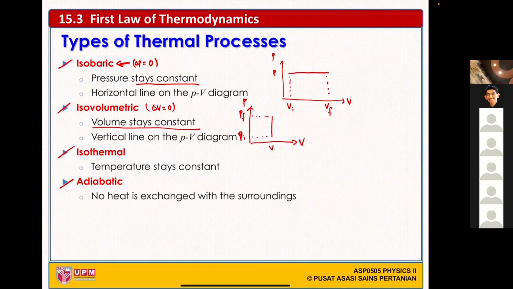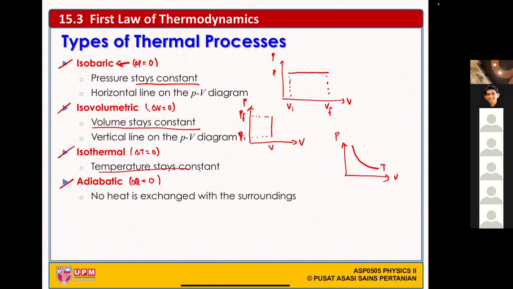Okay. Concept of isothermal adalah yang mana temperature stay constant. Maknanya the change in T is equal to 0. So kalau kita lukis graph of P melawan V, so dia akan jadi macam ni lah. Maknanya T is constant at the corresponding T. Alright. And adiabatic is a process of no heat is exchanged with the surrounding. Maknanya Q is equal to 0.